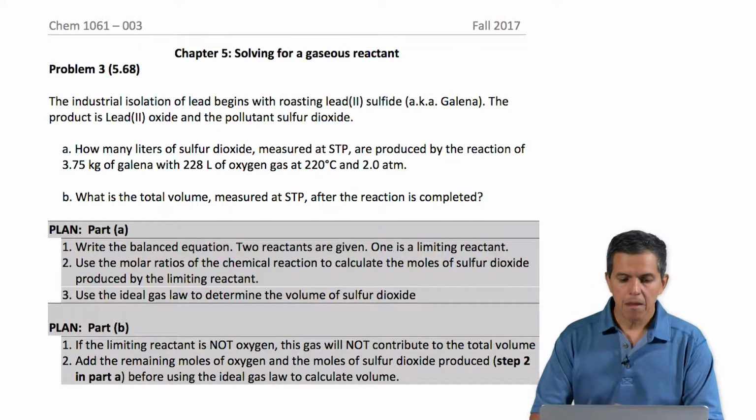In part B, this is a conditional part. If the limiting reactant is not oxygen, this gas will not contribute to the total volume. And if oxygen does contribute, then we add the remaining moles of oxygen and the moles of sulfur dioxide produced in step 2 of part A before using the ideal gas law to calculate the volume.